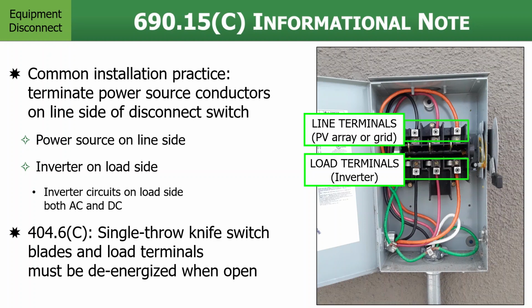Those switches are designed so that when you open that disconnect, the knife blades are attached to the bottom load terminals of that disconnect. That's why we want the power source on the top line terminals of that disconnect, because you've got metal pieces sticking out of that disconnect that are very easy to touch accidentally. So we want to make sure that they're de-energized so that it reduces the hazard when working in this disconnect.